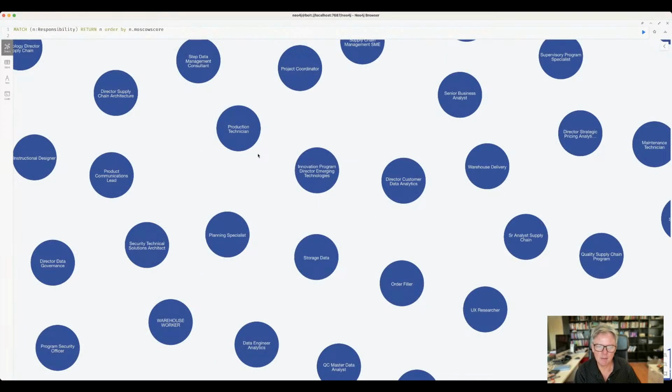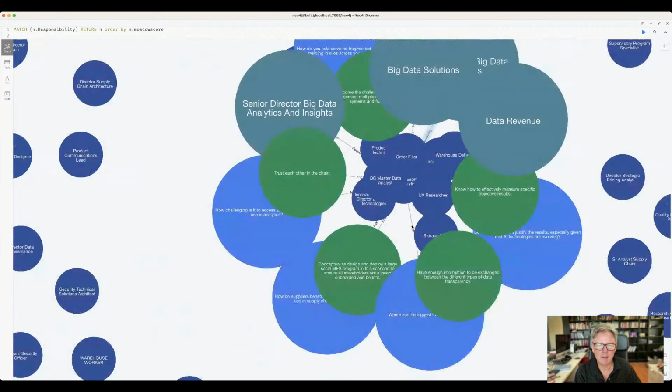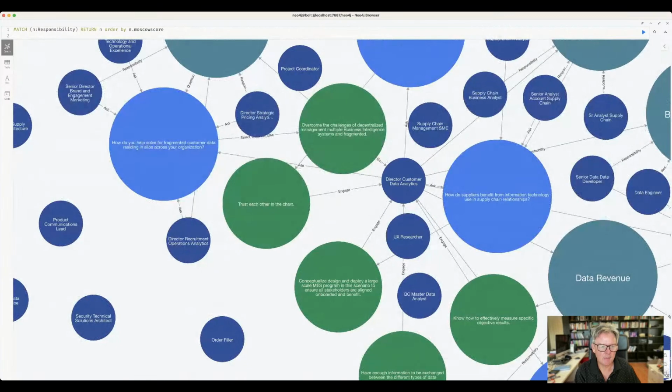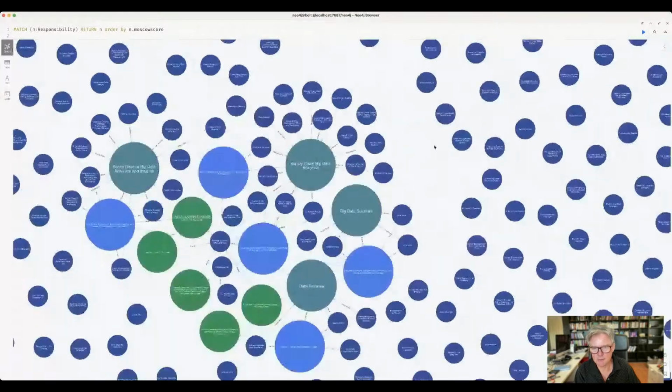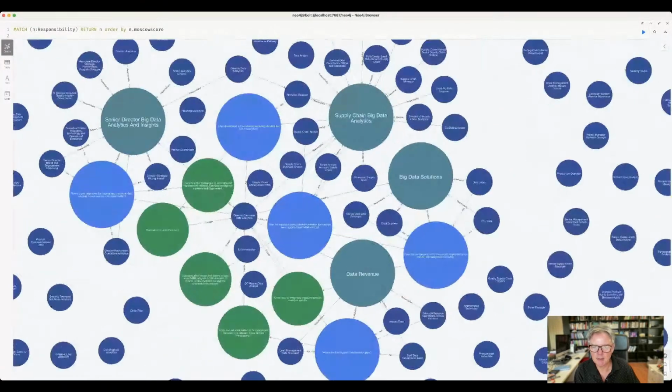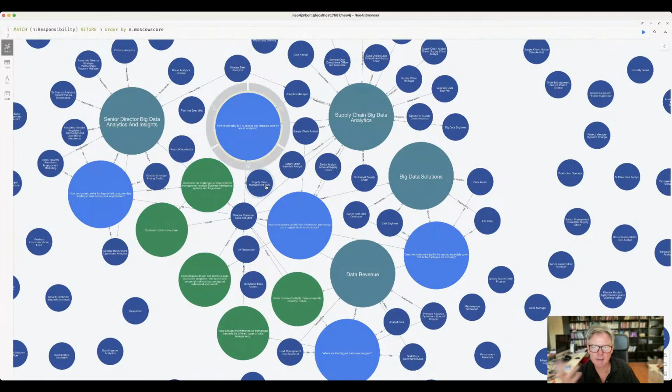So for instance, if I click on the Director Customer Data Analytics, open that up, I get to see the questions that are related to that person. So let's zoom in a bit more. This is really helpful for me. When I talk to that person, I can ask, hey, how challenging is it to access and integrate data for use in analytics? How do suppliers benefit from information technology use in supply chain relationships? And does the investment justify the results, especially given that AI technologies are evolving all the time, continuously? The Director Customer Data Analytics, I can ask those questions.